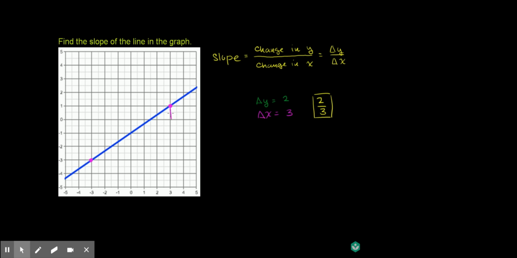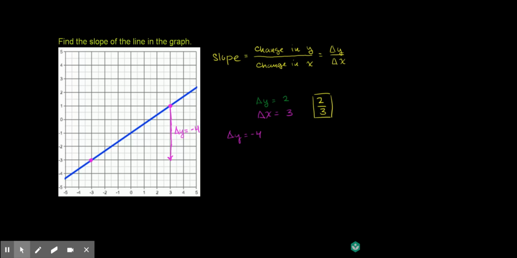So the change in y, I am going down by how many units? 1, 2, 3, 4 units. So my change in y in this example is -4. I went from 1 to -3. That's -4. That's my change in y. Change in y is equal to -4.